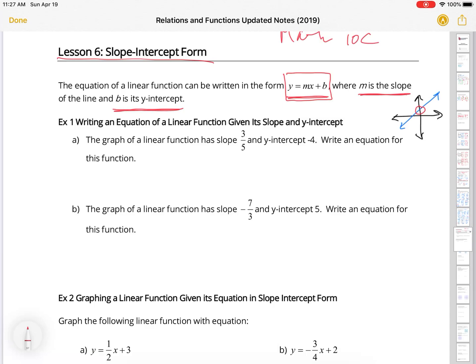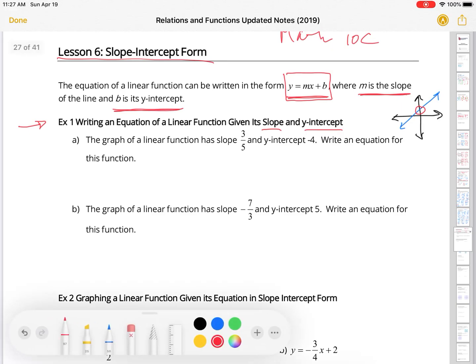So, writing an equation of a linear function, given its slope and its y-intercept. If you're given the slope and the y-intercept, so you don't have a graph drawn for you, and you want to write the equation of the line, you can write the equation for that line. And it's just a matter of substituting into that form.